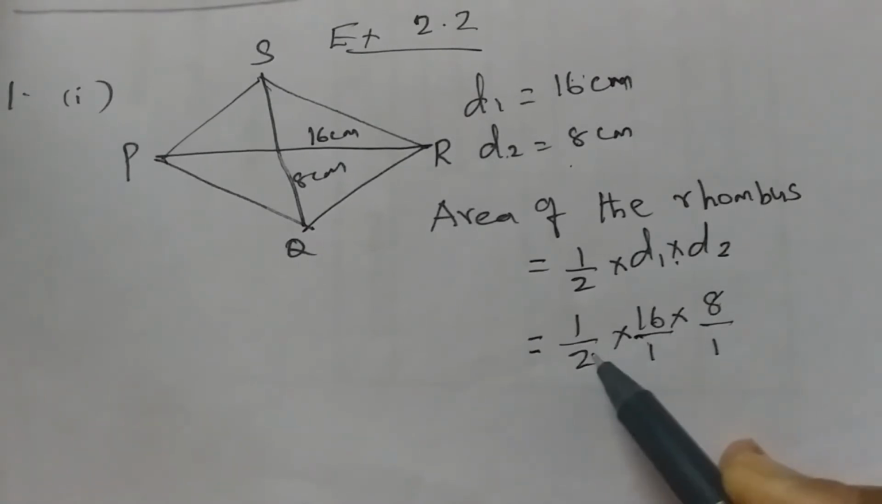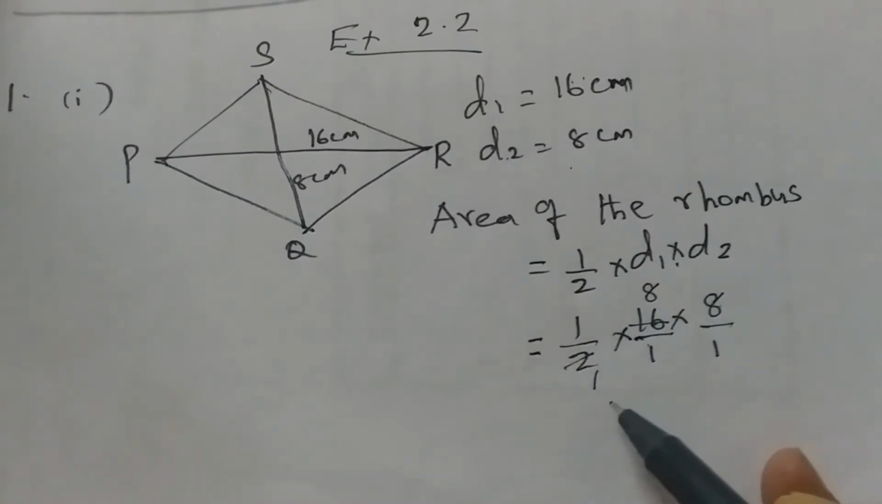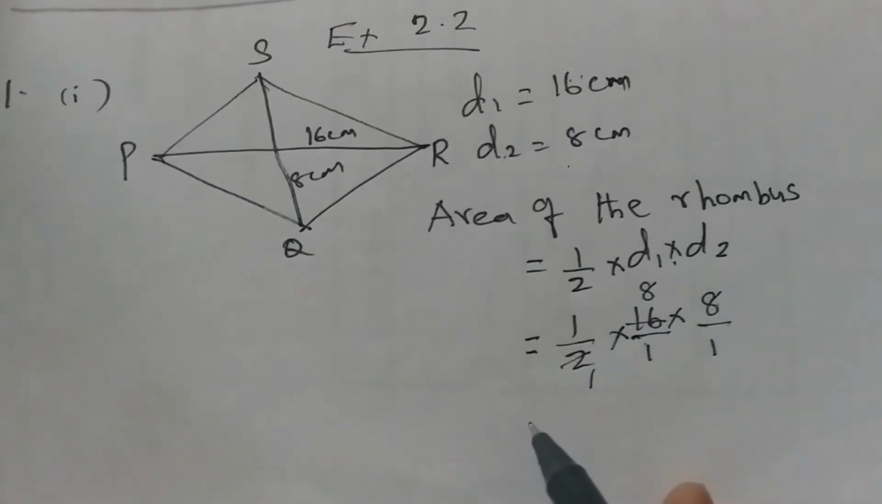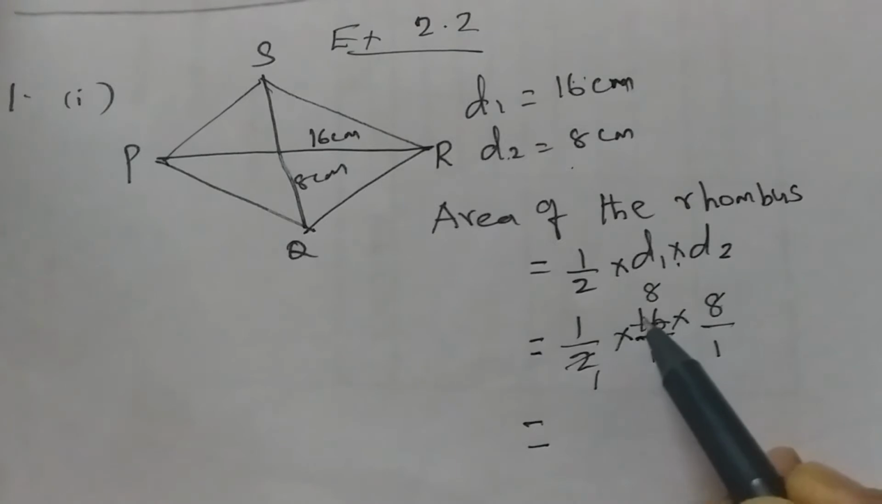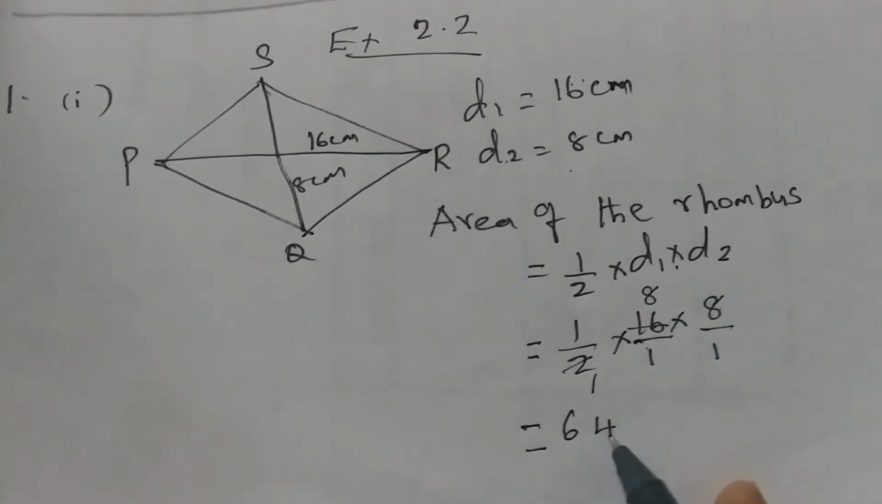We'll cancel 16 with 2 by 2 tables. Yes, 2 ones are 2, 2 eights are 16. Now, the denominators become 1, 1, 1. That's all. There is nothing to cancel. Multiply both the numerators. 8 eights are 64, and this is the area.